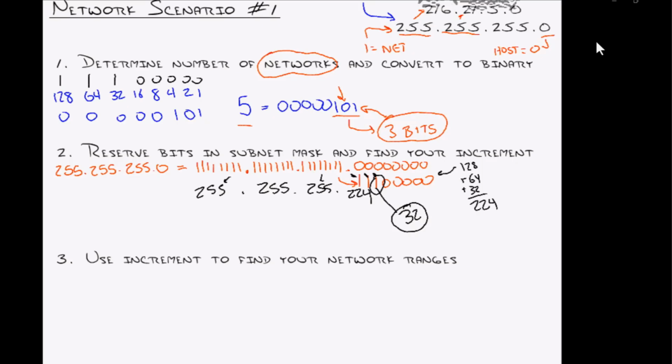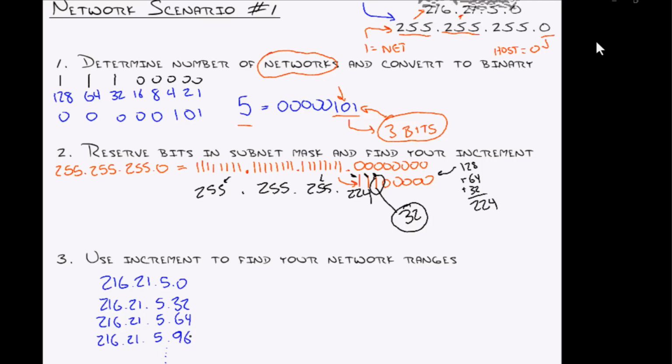So I just changed my pen color here. Step 3, I'm going to take what I started off with, meaning the address that I purchased, 216.21.5.0, and then just begin adding my increment. Now my increment right here, this 32, is in the 4th octet, so that's where I do my addition. 216.21.5.32. 216.21.5.64. You can see all I'm doing here is adding my increment. 216.21.5.96. That's 64 plus 32. And so on and so on we go.